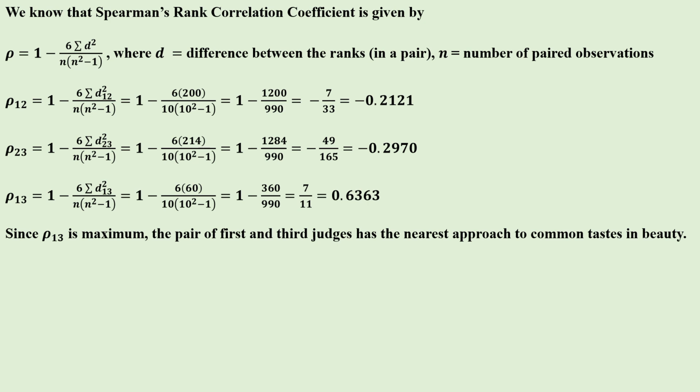Since rho 13 is the maximum, the pair of first and third judges has the nearest approach to common taste in beauty. So you have to choose the maximum value of rho. Here the maximum value of rho is 0.6363, which is for judges 1 and 3.